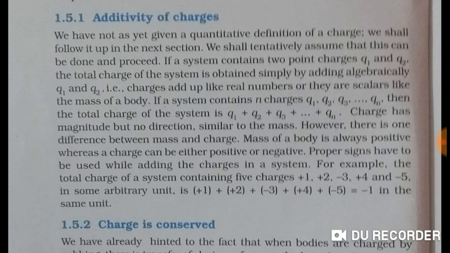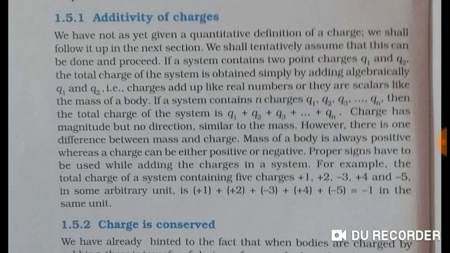of a body. If a system contains n charges Q1, Q2, Q3 and Qn, then the total charge of the system is Q1 plus Q2 plus Q3 and so on plus Qn. Charge has magnitude but no direction, similar to the mass. However, there is one difference between mass and charge. Mass of a body is always positive, whereas a charge can be either positive or negative. Proper signs have to be used while adding the charges in a system.